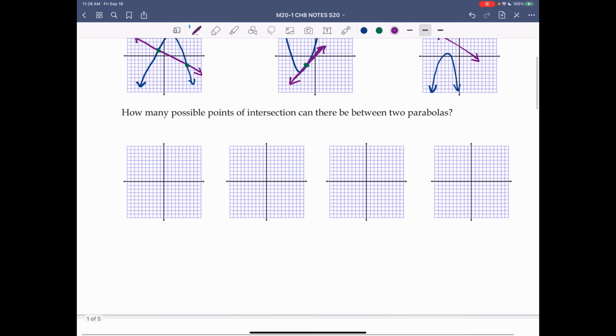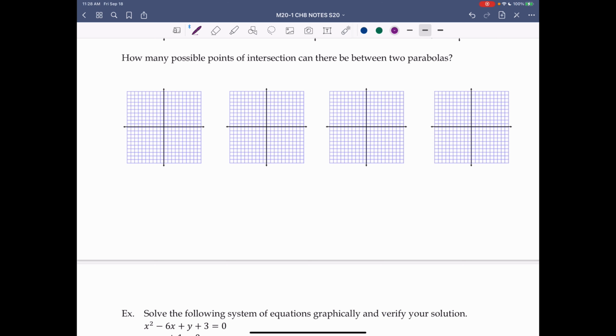Next, how many possible points of intersection can there be between two parabolas? We no longer have a linear in our system. We're now talking about two parabolas. First possible scenario, we could have 0 solutions. We've got two parabolas, one that opens up, one that opens down, and they just never intersect. They don't touch each other at all.